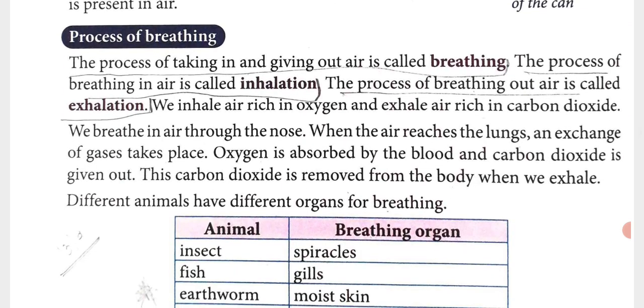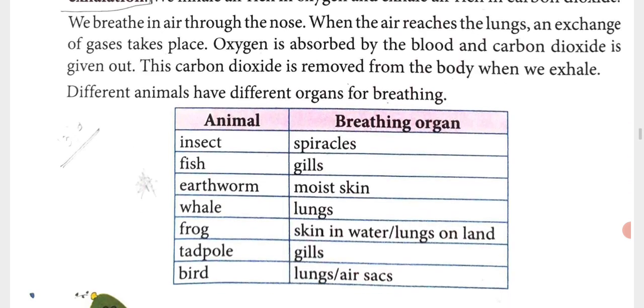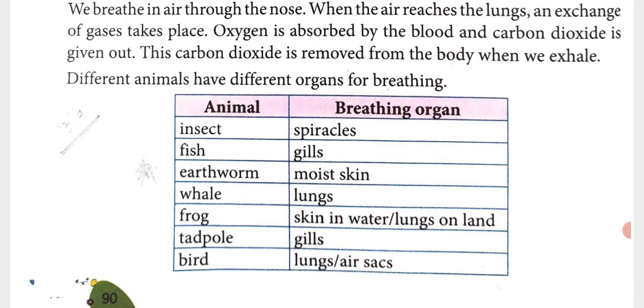Now the process of breathing. So when we take in the air, that is called inhalation, breathing in air. And when we breathe out air, it is called exhalation. So we inhale air rich in oxygen and exhale air rich in carbon dioxide. We breathe air through our nose. The air reaches the lungs and there is an exchange of gases. Oxygen is absorbed by the blood and carbon dioxide is given out. The carbon dioxide is removed from the body when we exhale.